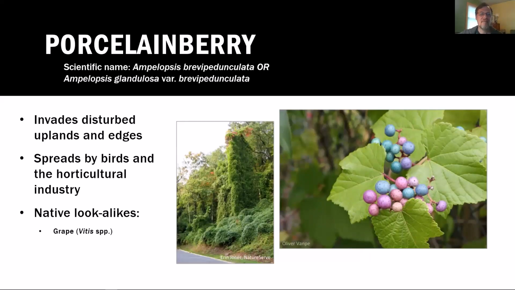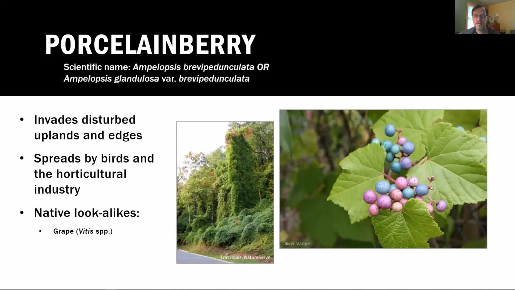Hello. I'd like to introduce you to porcelainberry. You can think of this as kudzu light. It hasn't eaten the South, but it has eaten a chunk of Philadelphia. This is a woody vine, and it looks a whole lot like a grapevine. In fact, it's in the same family as grapes are, the Vitaceae. And from a distance, it looks almost exactly like a grape.